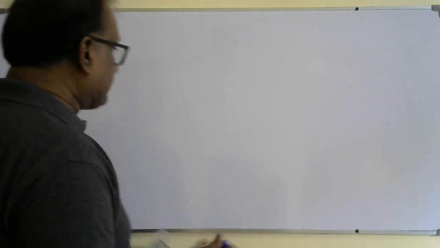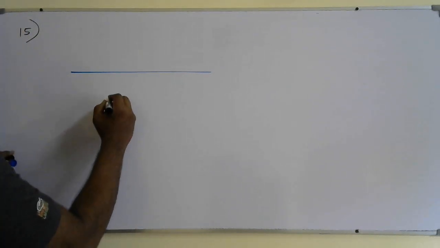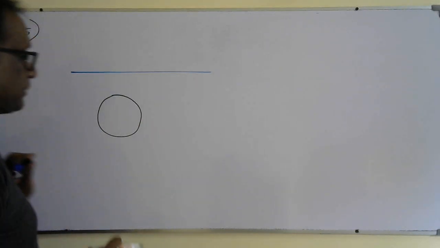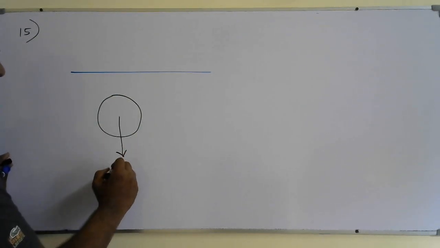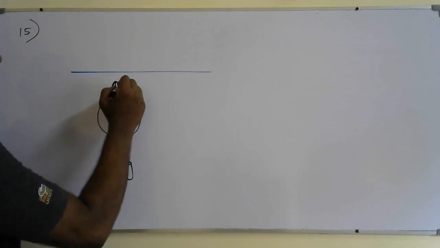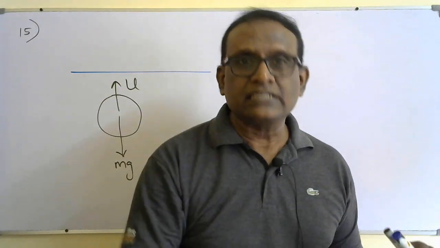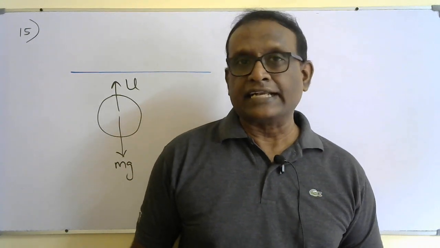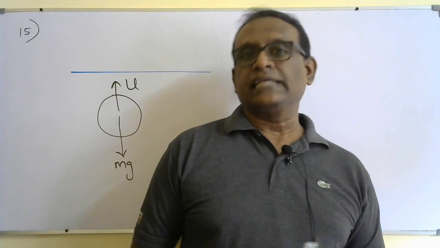When something is kept inside a liquid, imagine this is the liquid. Now you keep some object inside the liquid and release it. You are keeping an object inside the liquid and releasing your hand. What happens? There will be two forces acting when you release it: the weight and the upthrust. If the weight is greater than upthrust, what will happen? The object will sink to the bottom of the liquid, further inside.